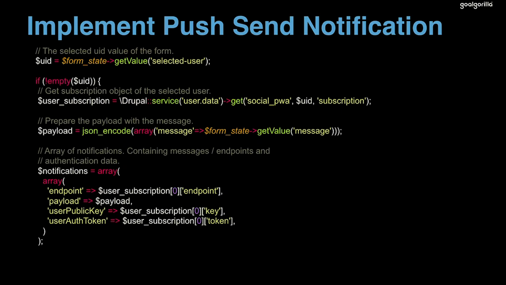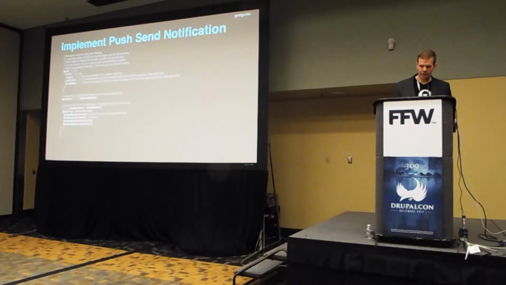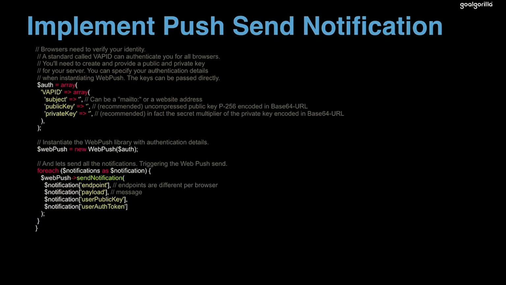So we get the user, and we get the subscription we stored a while ago. We make sure that we get all the data, so the endpoint from the browser, but also the authentication to make sure that everything is valid. And that's when we're going to send it. So that's what you're seeing here. Our web push library asks us to use VAPID, which is an authentication method. And if we have the correct credentials, we push our message to the web push library with the authentication, and then it's able to send a notification.